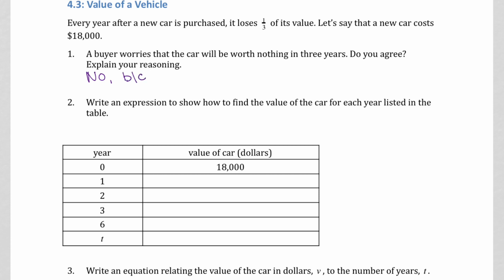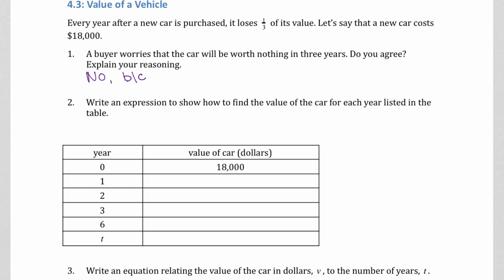Well, it depends. Why would the value not go to zero if it loses 1/3 of its value every year? Is it getting older in 3 years? But then why wouldn't it be zero? Okay, it loses 1/3 of its value. If I multiply 1/3 by 3, that should be a whole, right? Why is the cost of the car not going to be $0 from 18,000?